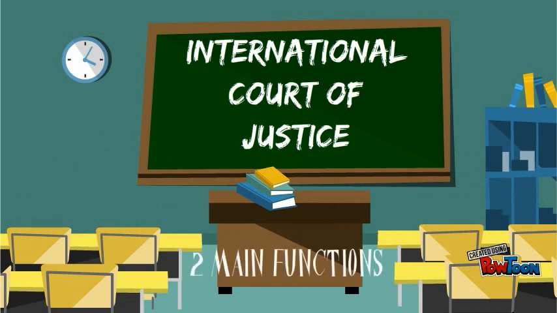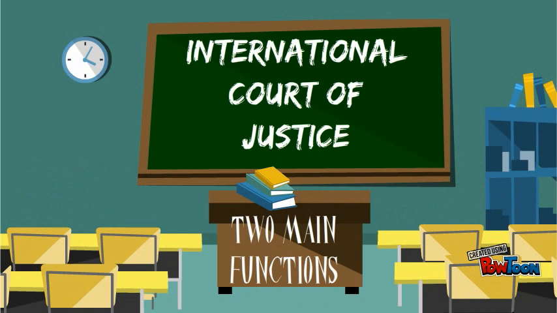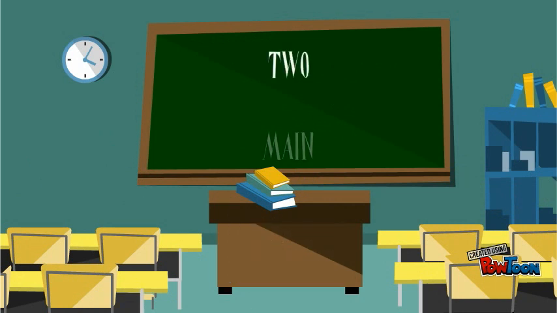The court has two main functions: to decide contentious cases and to render advisory opinions. The first function involves legal disputes between states, while the second involves the giving of opinions on legal questions upon request of the General Assembly, the Security Council, any organ of the United Nations, or any specialized agency authorized by the General Assembly.